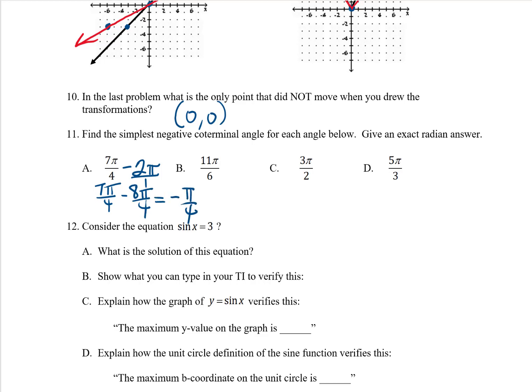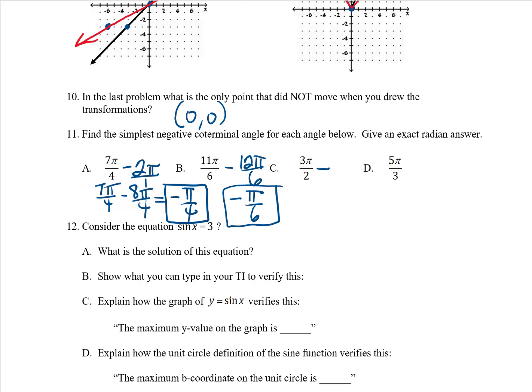Well, there's a negative angle. I'm done. Let's see, 11 pi over 6. If I want to subtract 2 pi, I'll just go ahead and get the common denominator. That would be 12 pi over 6. I'm just rewriting 2 pi so that it has a denominator of 6. And that's going to give me negative pi over 6 when I subtract.